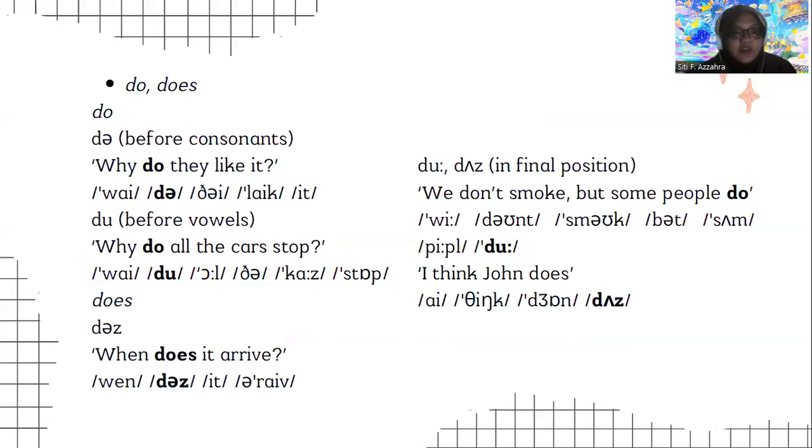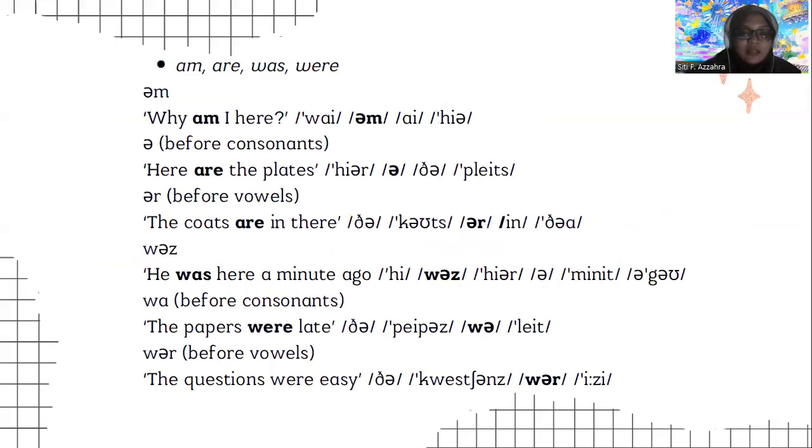And the next one we have do and does. For do, if it came before a consonant, it will become /də/, like why do they like it? And if it came before vowels, it will become do, like in why do all the cars stop? And for does, it is read as does, like when does it arrive? If do came in final position, it will be read as does, like we don't smoke, but some people do. Yes, I think that's it.